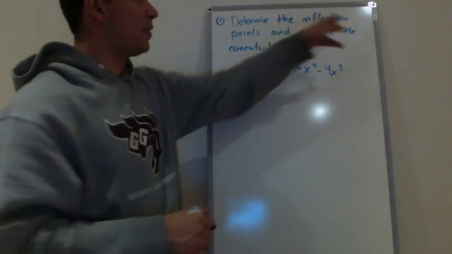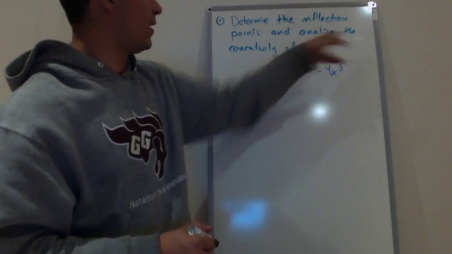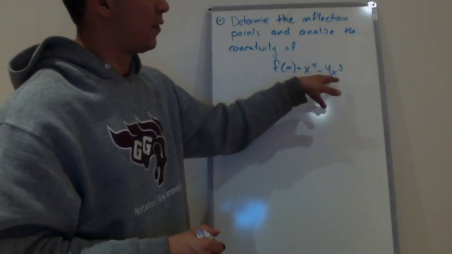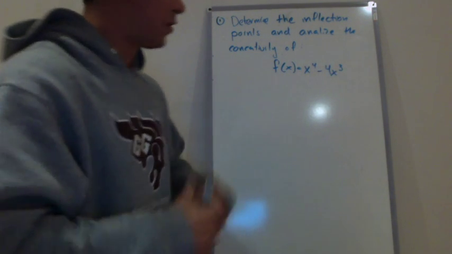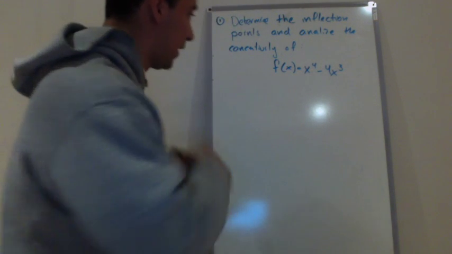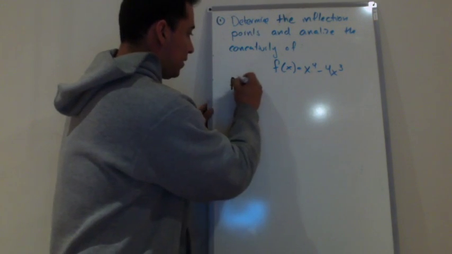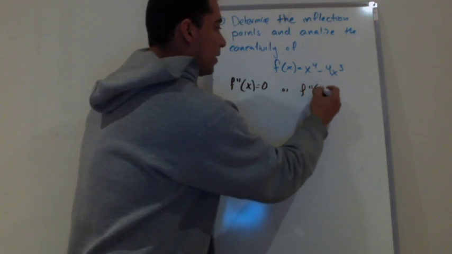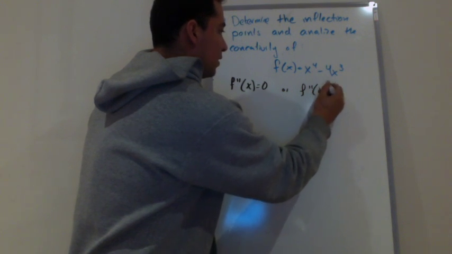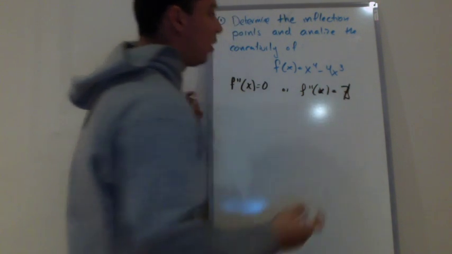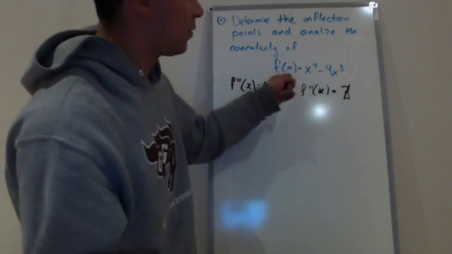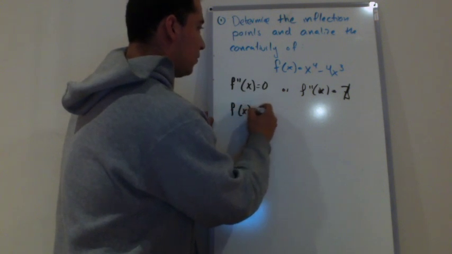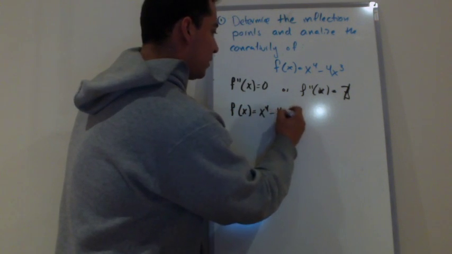So, an example: determine the inflection points and analyze the concavity of this function, x to the 4th power minus 4x to the 3rd power, alright? What we just saw is that an inflection point exists when the second derivative is equal to 0, or when the second derivative does not exist, right? So what do we do? Take out the second derivative of f(x), right?